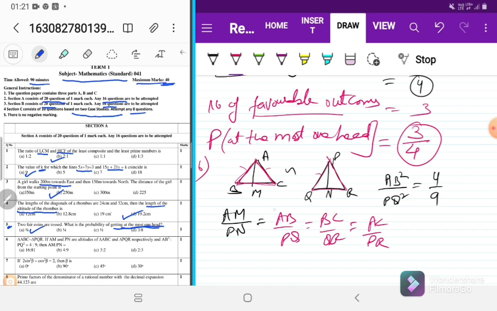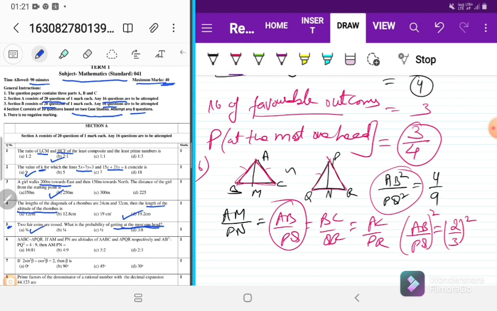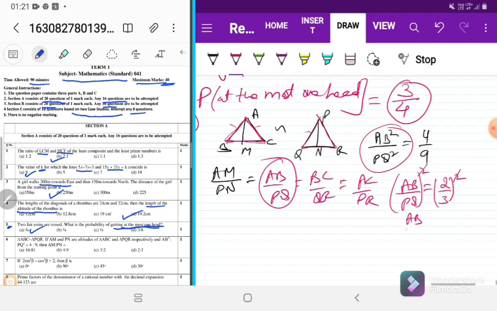Now we don't know one side, but we know the square of the sides. So first of all, find the ratio of the sides. AB upon PQ, so 4 upon 9, I can write as 2 upon 3 whole square, because 2 times 2 is 4, 3 times 3 is 9. So this square cancels with that square, and I got AB upon PQ is equal to 2 by 3. My ratio of the sides is 2 is to 3.